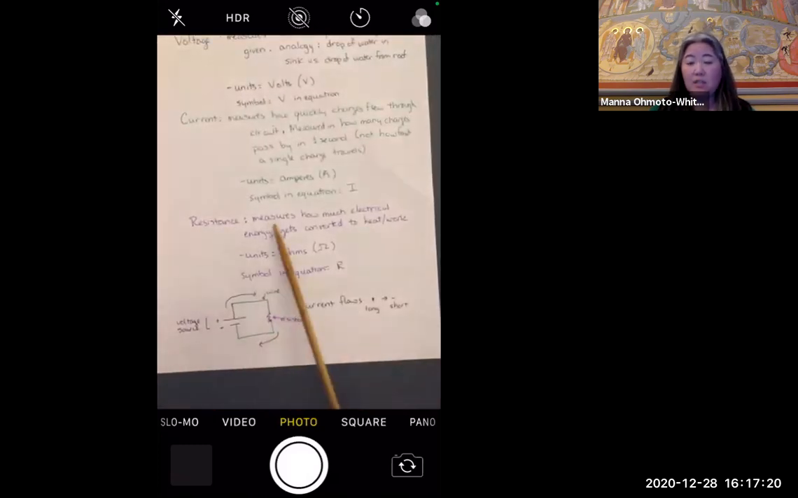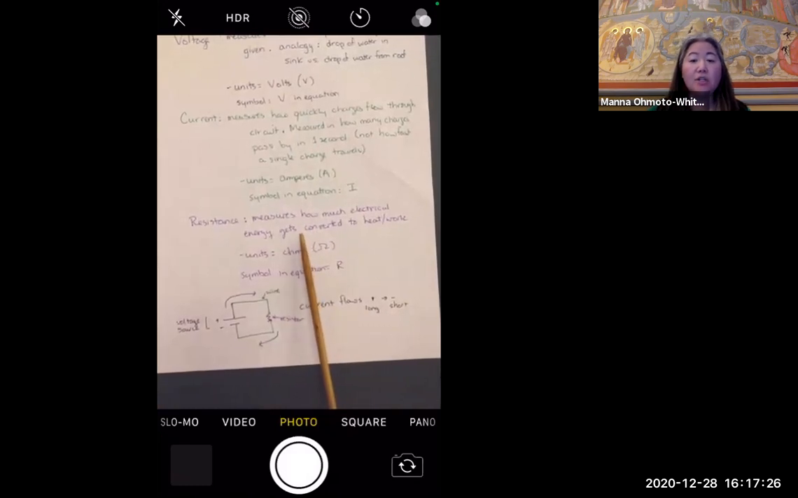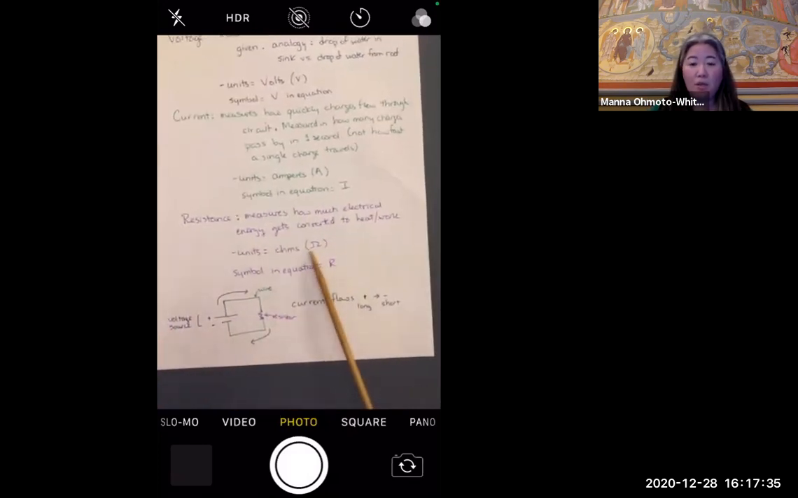And then resistance. Resistance measures how much of that electrical energy, given the voltage, gets converted to heat and/or work. The units are ohms, and the symbol is capital omega. The symbol in the equation is R, right? Remember that the symbol in the equation isn't always the same thing as the symbol of its unit. For example, force in an equation has a capital F, but the units are newtons, capital N.